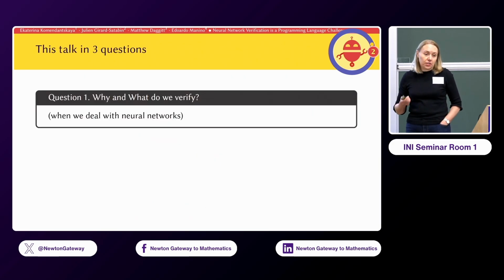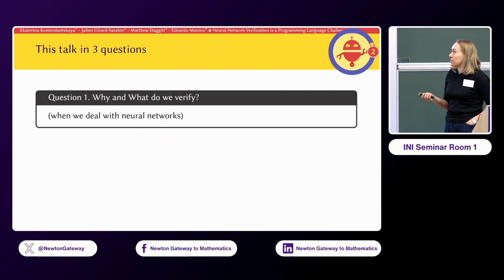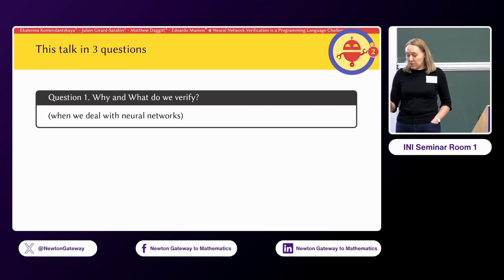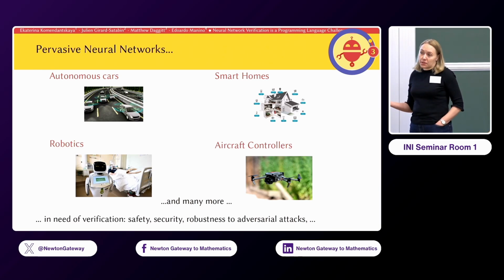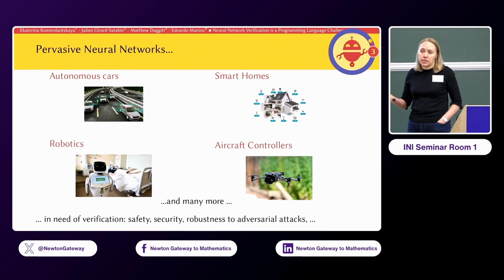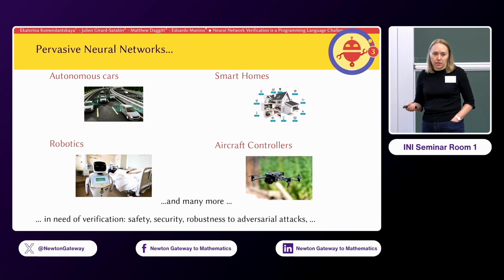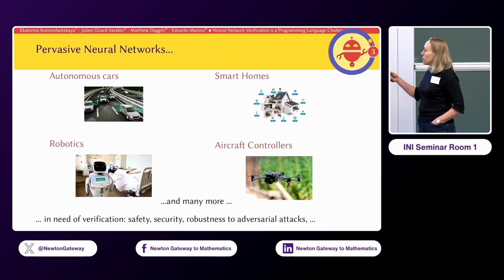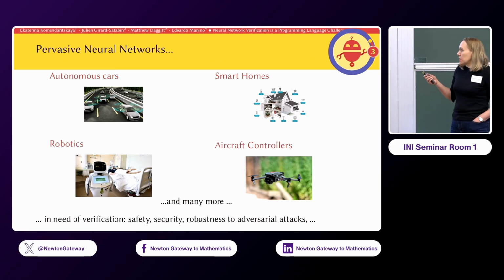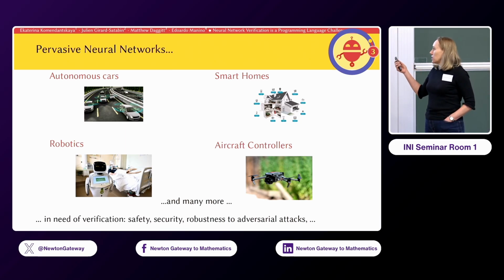And I've structured the talk in three questions. The first one is why and what do we verify when we deal with neural networks? So the first elephant in the room is that, of course, everyone is now plugging in neural networks everywhere. In perception units in autonomous cars, in smartphones, within robots, in aircraft controllers, and many more. And in principle, you say you need some safety, security, robustness guarantees about them.